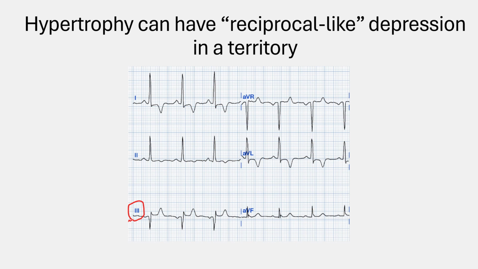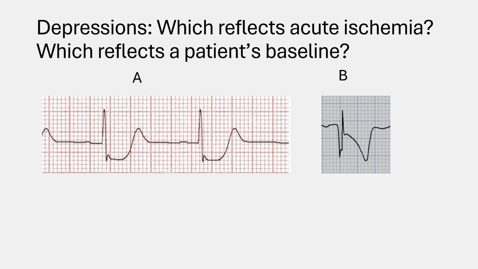Hypertrophy can have depressions and distributions that, based on what we've talked about, can be concerning for reciprocals. So it's time for us to take a side quest back to lecture 1, identifying occlusion on a single ECG, and play A versus B again. Which one of these, A or B, is more concerning for being a reciprocal?